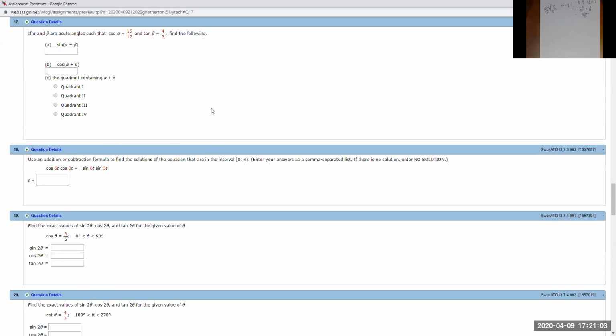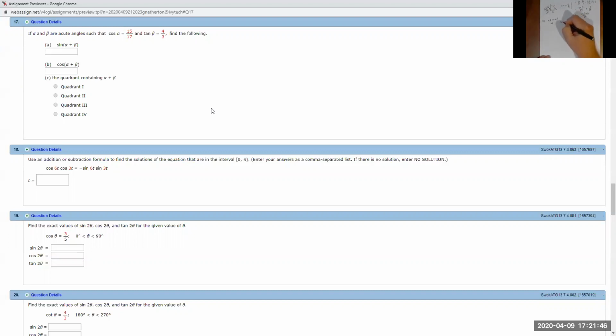If alpha and beta are acute angles such that cosine of alpha is 15/17 and tangent of beta is 4/3, find the following. Three-part problem. Sine of alpha plus beta, cosine of alpha plus beta, and the quadrant containing alpha plus beta. All right, let's write this stuff down. Then we'll see if we can figure out how to solve it. So first of all, alpha and beta are acute. Acute angle means it's less than 90. So right away we know both these angles are in quadrant 1. It's going to make it sort of nice.